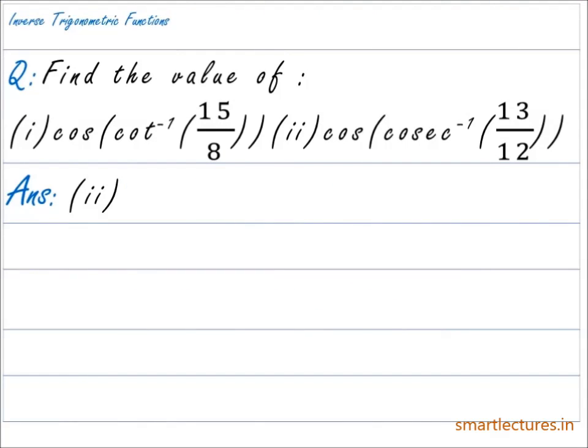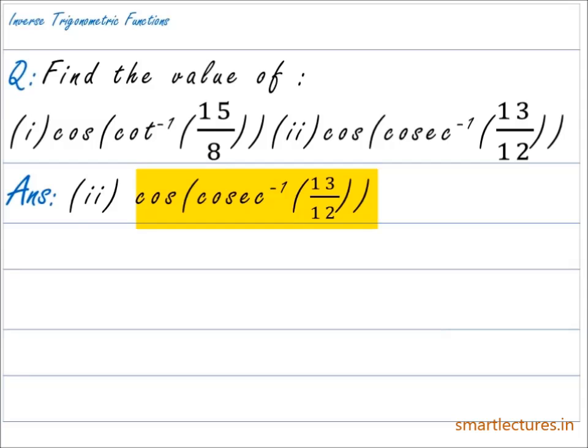And now let's solve the second part. Here we have to find the value of cos of cosecant inverse 13 upon 12. First we shall convert the cosecant inverse form into some cos inverse form so that we can apply the property as per which cos of cos inverse x is equal to x.